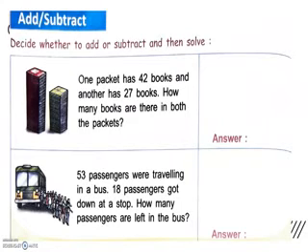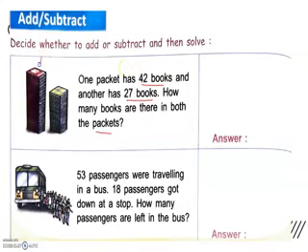Now we can add or subtract. Decide whether to add or subtract and then solve. Here we will have some word problems. We have to read the word problems clearly and decide what we have to do, add or subtract. For that, we can do the first one. One packet has 42 books and another has 27 books. How many books are there in both the packets?